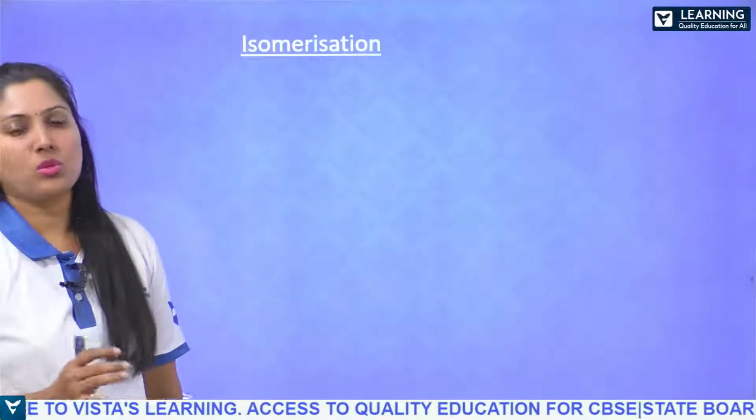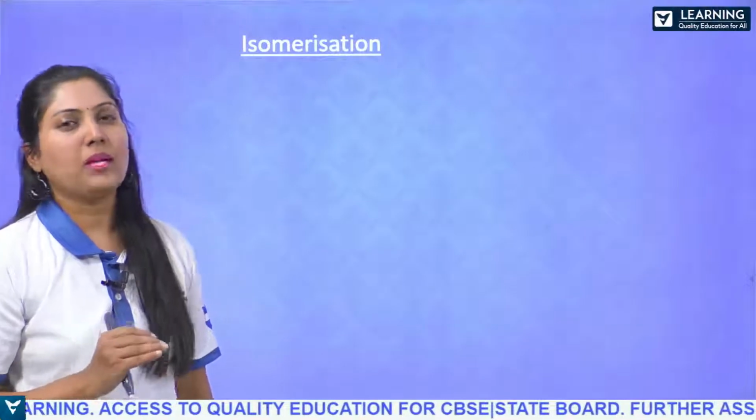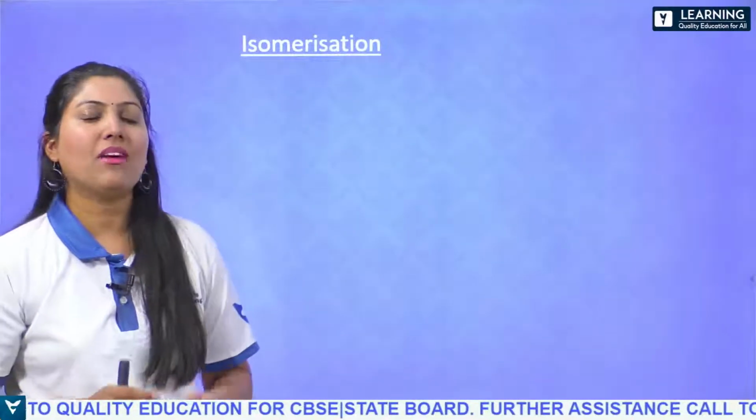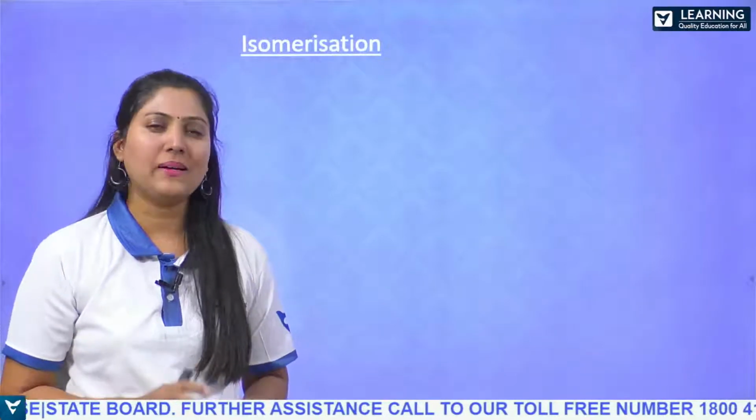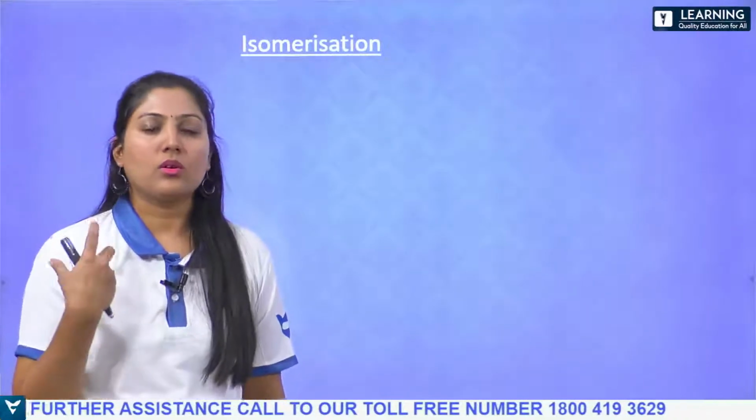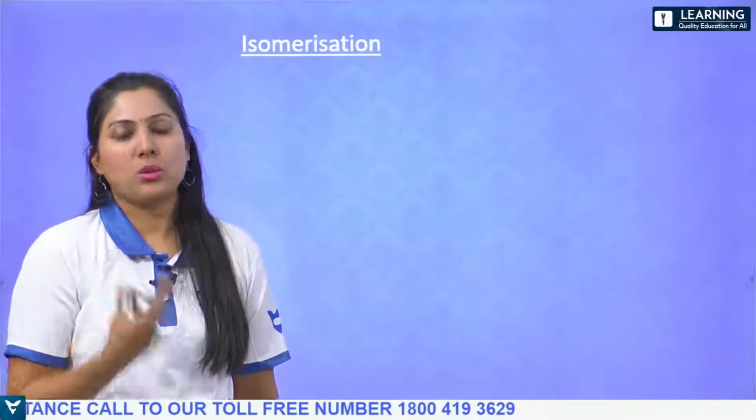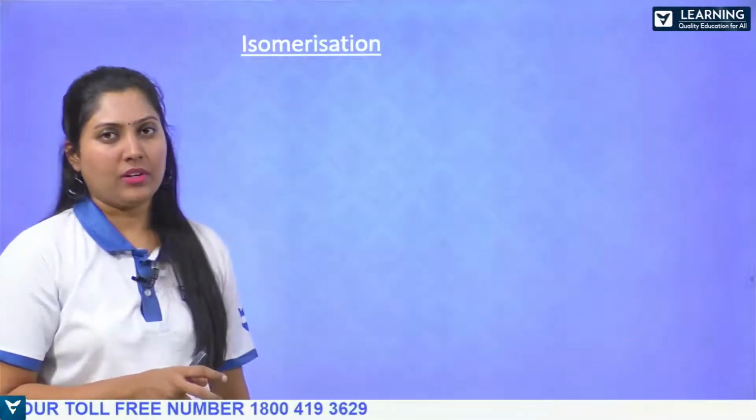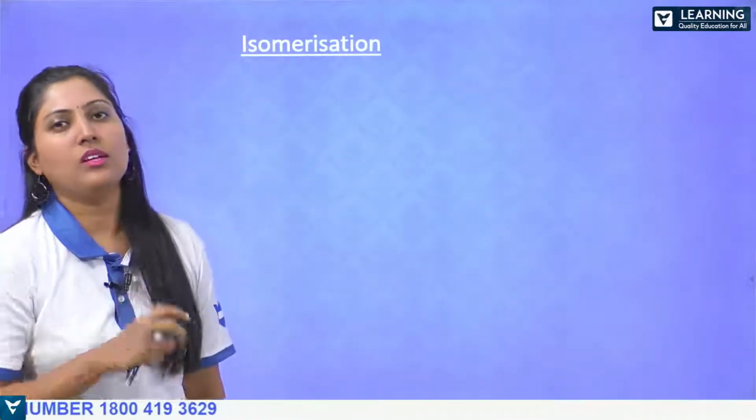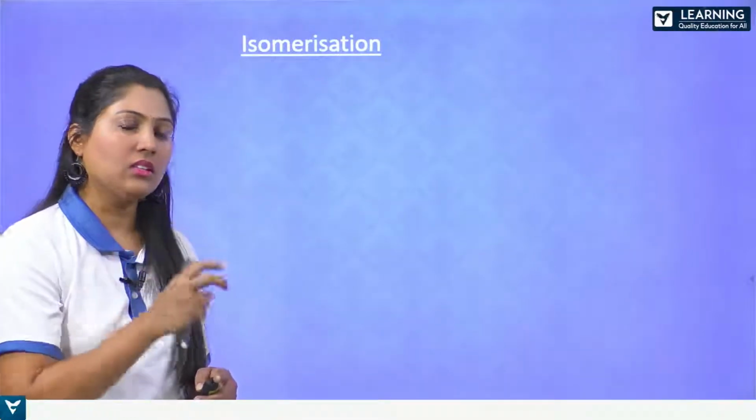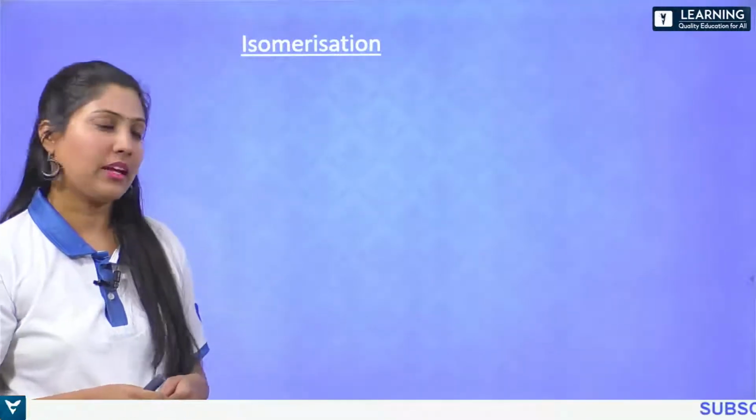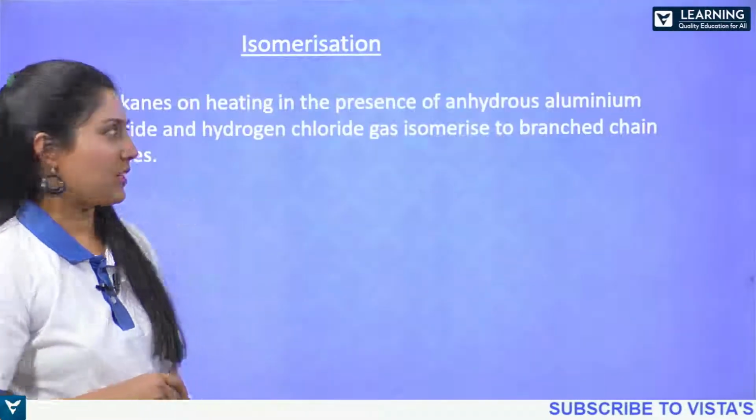Next we have the isomerization. What do you mean by isomerization? They will have the same chemical formula, but the structure will be different. The structure can be different, or the geometrical figures can be different. The spatial orientation of the given substances or the substituents might be different. That will give you the isomerization.